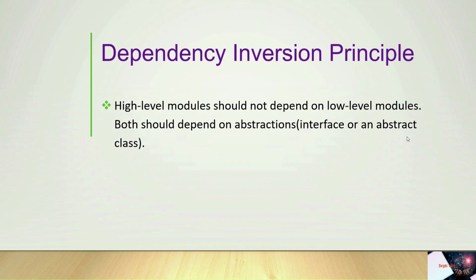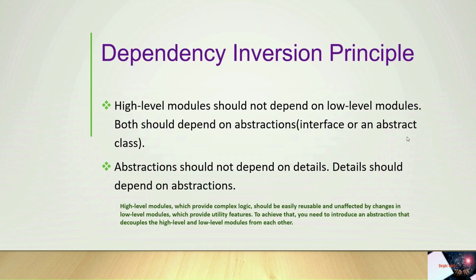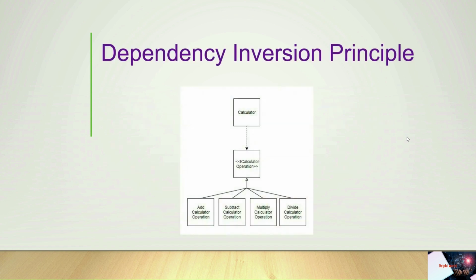So let's see that. What is the high level module? We need to understand here. The high level module provides the complex logic, and it should be easily reusable and unaffected by changes in the low level module, which provides utility features. To achieve that, you need to introduce an abstraction that decouples the high level and low level modules from each other. Let's take one example and try to understand it.